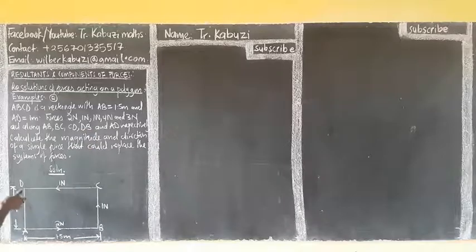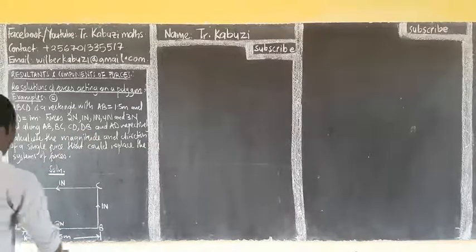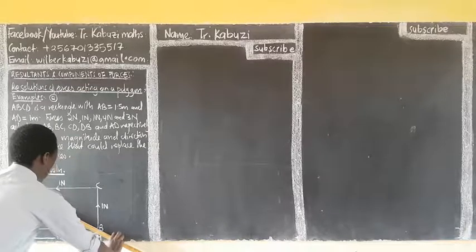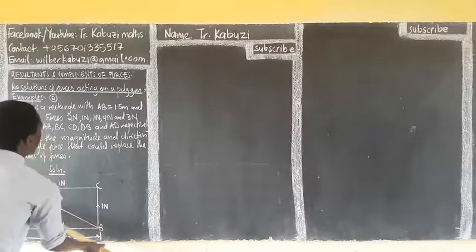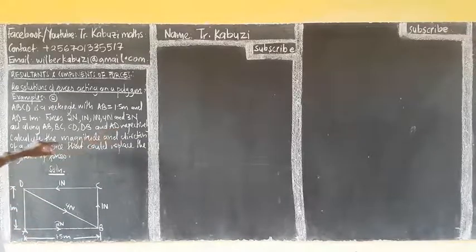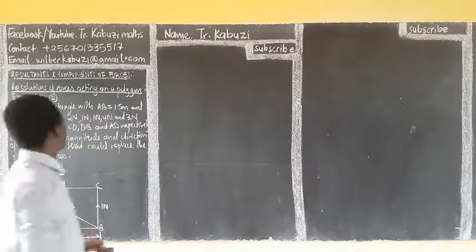Then DB, where is DB? DB is 4 newtons. So we get our DB there, in that direction. So this is our DB. The other one is 3 newtons along AD. AD is having 3 newtons. So we have finished that.